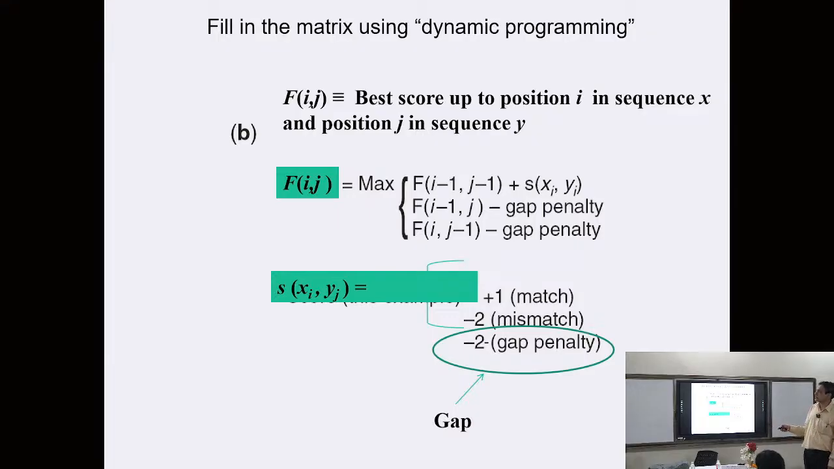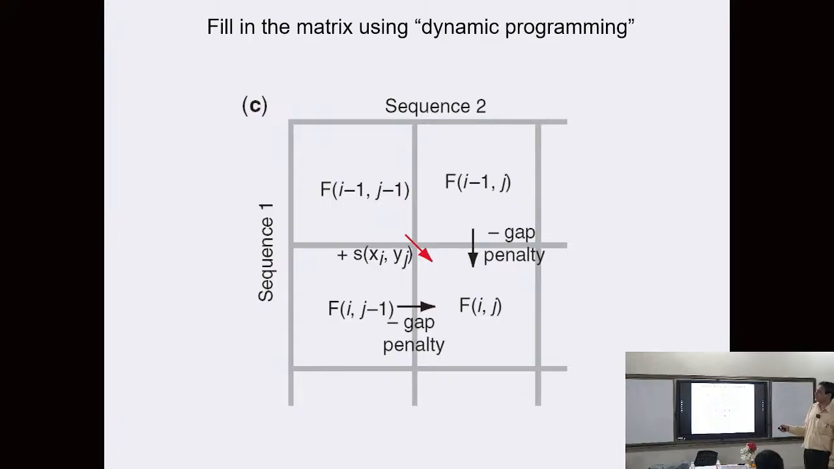So let's show this in the matrix notation. Consider sequence 1 on the side and sequence 2 on the top. The indices are I for sequence 1 and J for sequence 2. If this is I, then this would be one position back, I minus 1, and if this is J, then this would be J minus 1, right? I am going to fill all these cells by the best scores. So this would be Fij, the best score up to I, J.